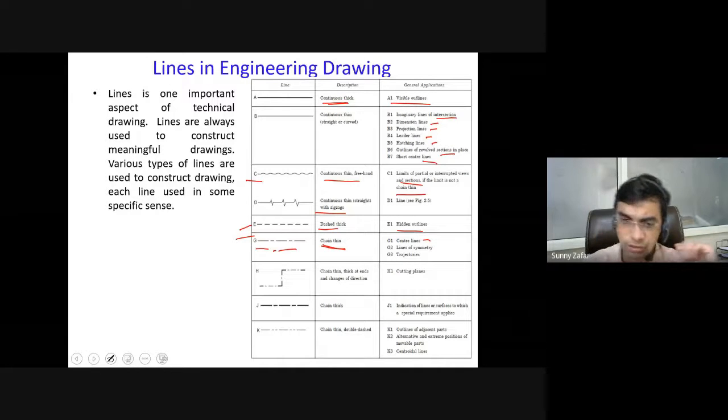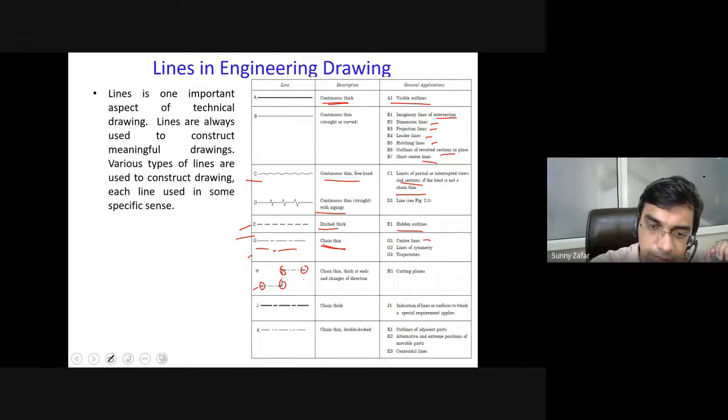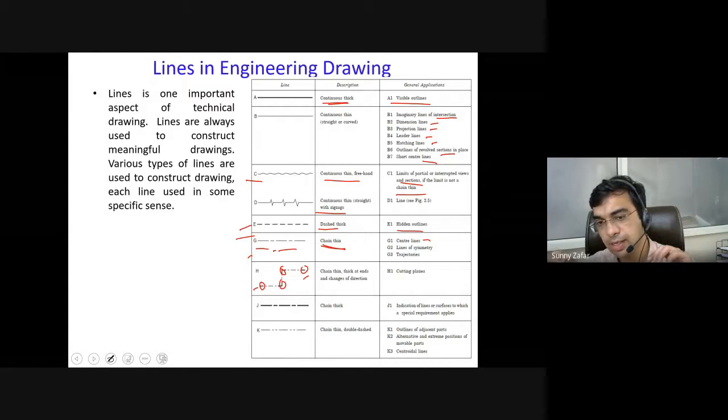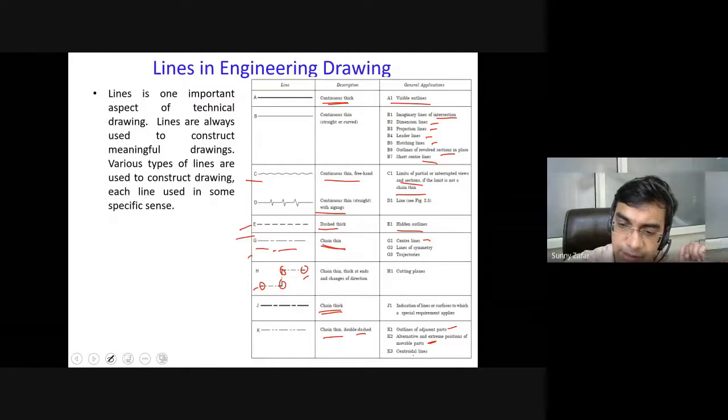Cutting planes are shown using thick ends of these lines. They are similar to the chain thin line, but the ends are made thick. Wherever the direction is changed, there we have the thick lines, and wherever it starts or ends, the thickness is higher, but in between the thickness is lower. Then we have chain thick lines, which indicate lines as per special requirements. These are not used very commonly. Then we have the chain thin double dash line. They show outlines of adjacent parts, extreme positions of movable parts, and centroidal lines.